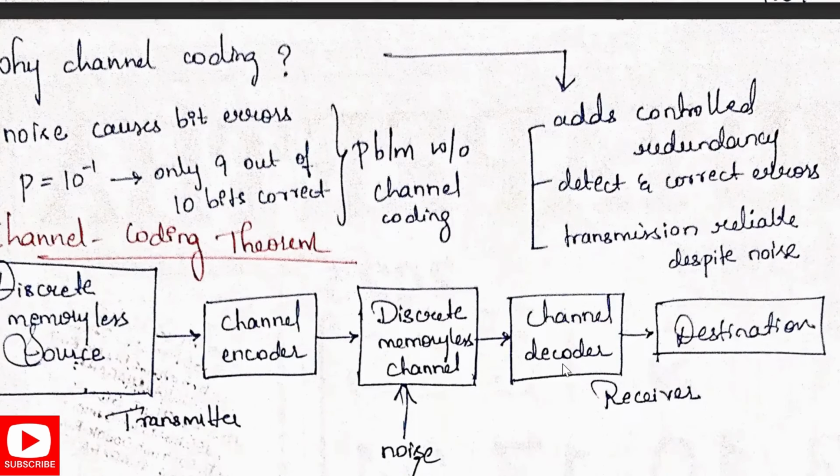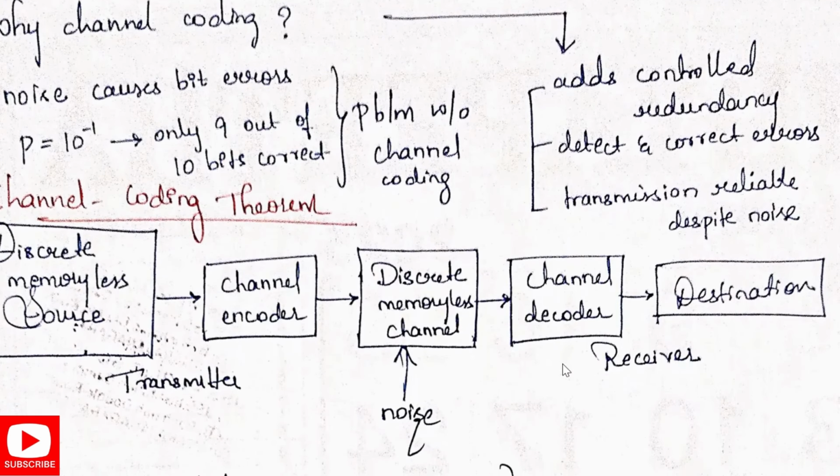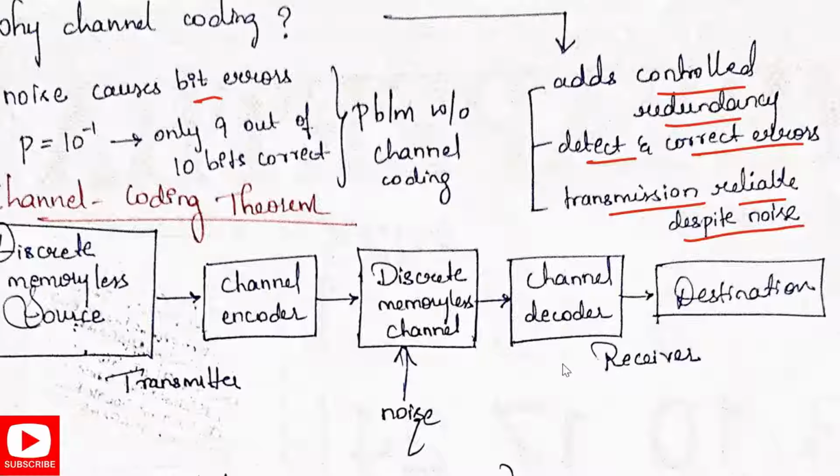Then why do we need channel coding? Because it adds a controlled redundancy and it detects and corrects the error. Transmission is reliable even despite the noise. Then noise causes what? It causes bit errors.